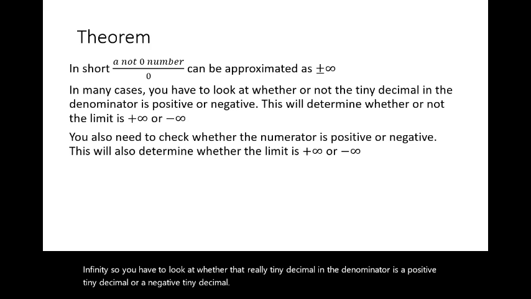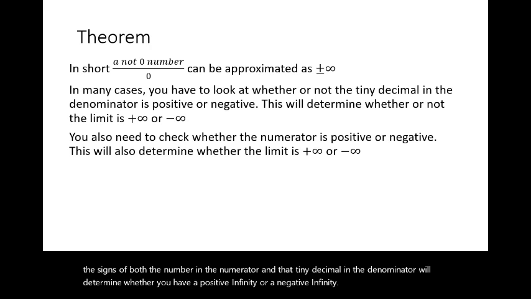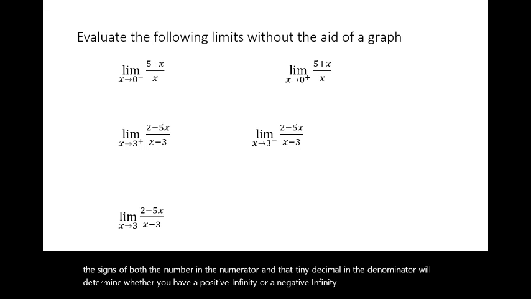You also have to determine whether the number in the numerator is positive or negative. The signs of both the number in the numerator and that tiny decimal in the denominator will determine whether you have a positive infinity or a negative infinity. So, finding infinite limits algebraically is going to be very intuitive. We're going to find each of these limits without the aid of a graph.